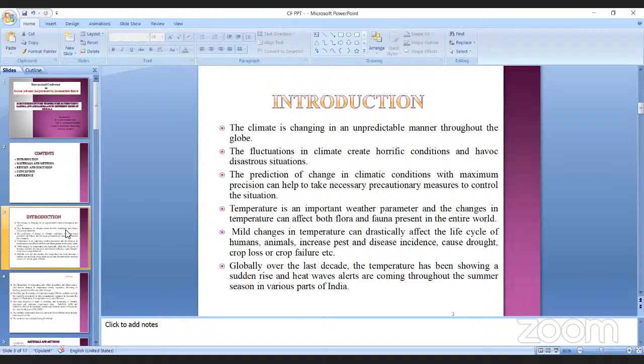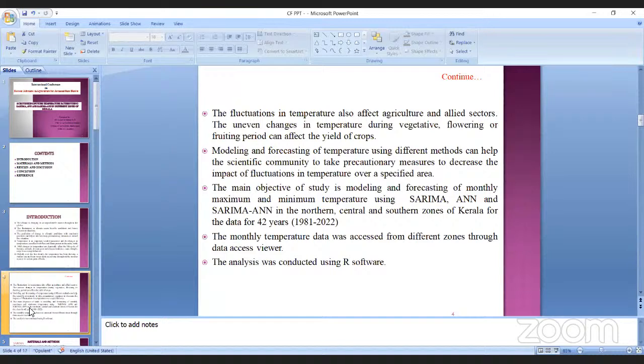Globally, over the last decade, the temperature has been showing a sudden rise, and heat wave alerts are coming throughout the summer season in various parts of India. Fluctuations in temperature also affect agriculture and allied sectors, and uneven changes in temperature during the vegetative, flowering, or fruiting period can also affect the yield of crops. So the modeling and forecasting of temperature is very important, so that the scientific community can take precautionary measures to decrease the impact of fluctuations in temperature over a specified area.